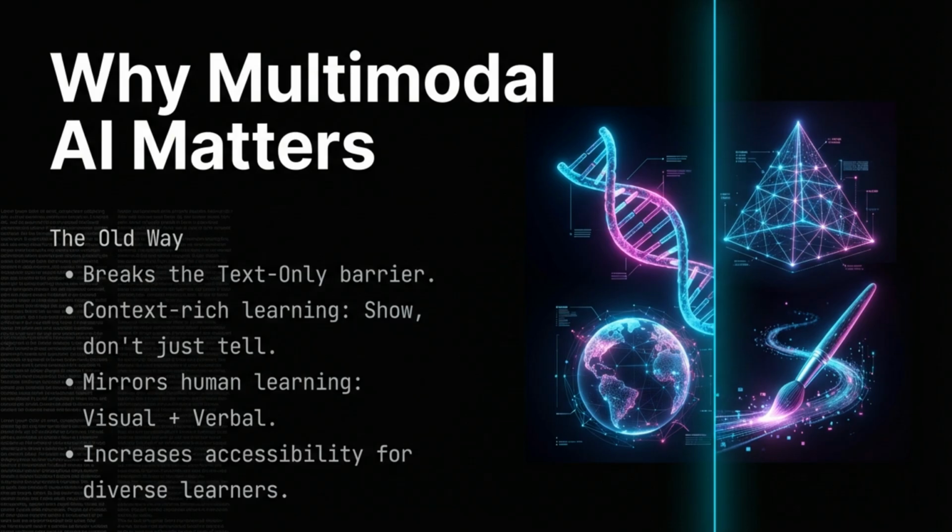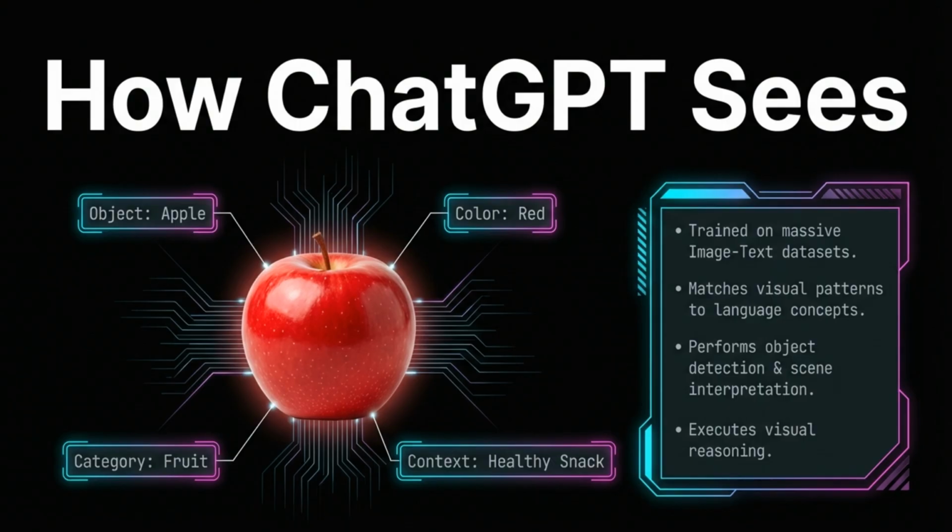Multimodal AI matters because it breaks the text-only barrier, enabling context-rich learning where you can show, not just tell. It mirrors human learning, which is both visual and verbal, and increases accessibility for diverse learners. ChatGPT sees by being trained on massive image-text datasets, matching visual patterns to language concepts. It performs object detection, scene interpretation, and executes visual reasoning.